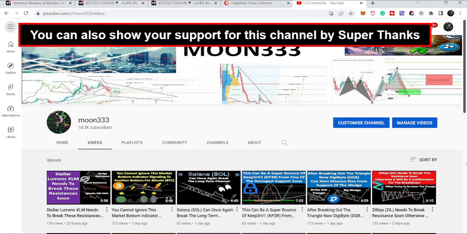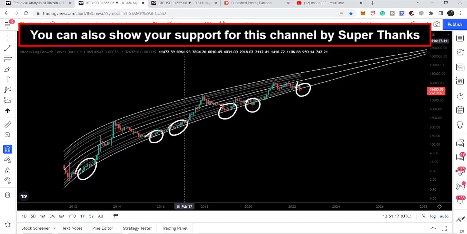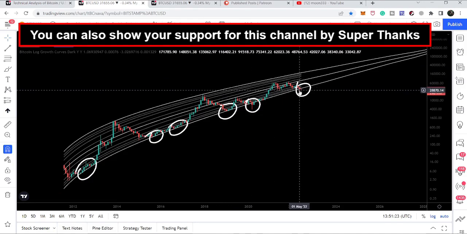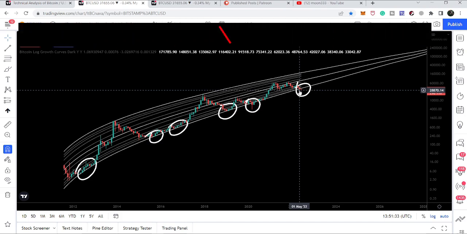Hope you're well and welcome to the new update on Bitcoin. In today's video, I want to show you how the Bitcoin log growth curves are showing us very clearly that Bitcoin may never move back to the low of May 2022. History tells us that Bitcoin never moves back to such lows, and I'll tell you why it is not going to touch that low.